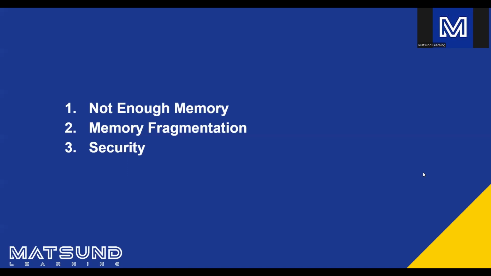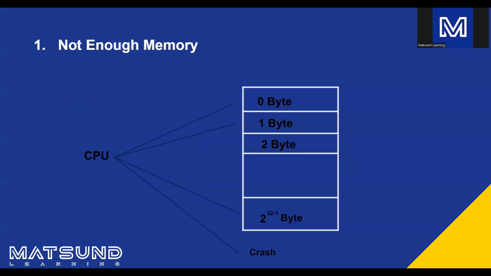First, we have the challenge of not enough memory. Next is fragmentation. And the last one is security. So here we will talk about not enough memory. This is the range of memory addresses that a process can use. The CPU manages access to this space, with each process having its own isolated address space.